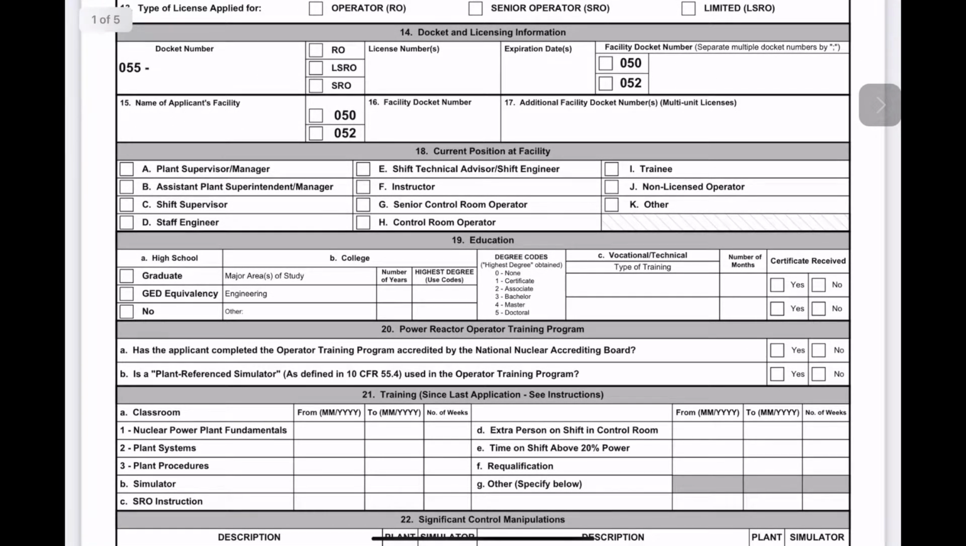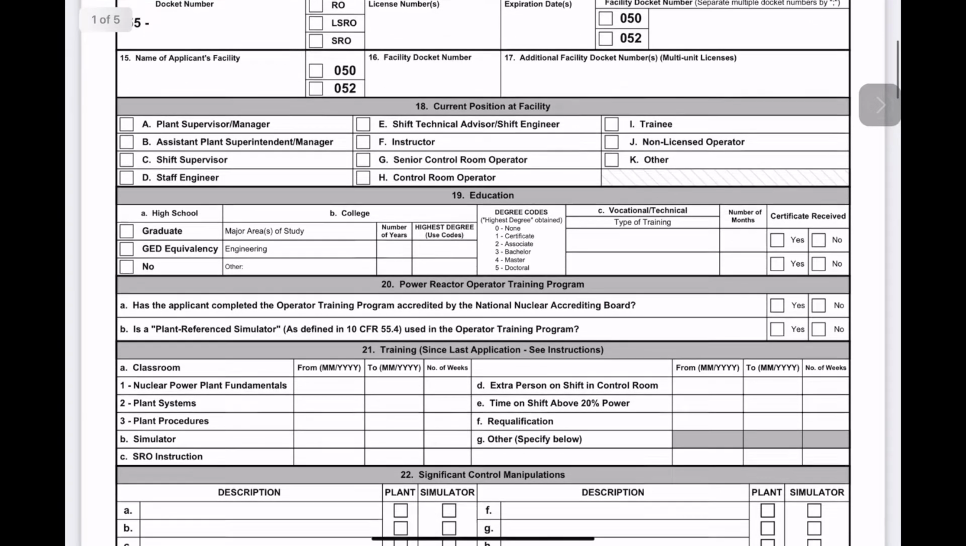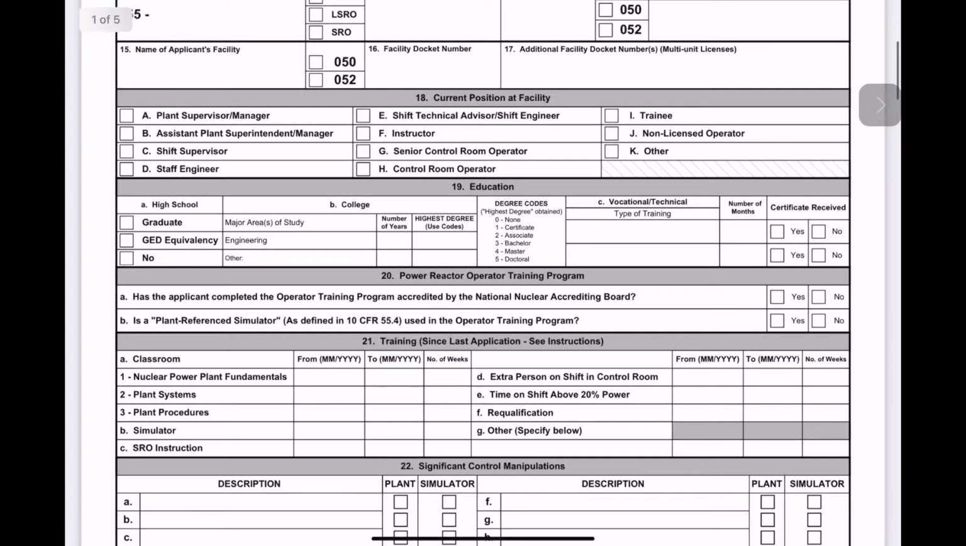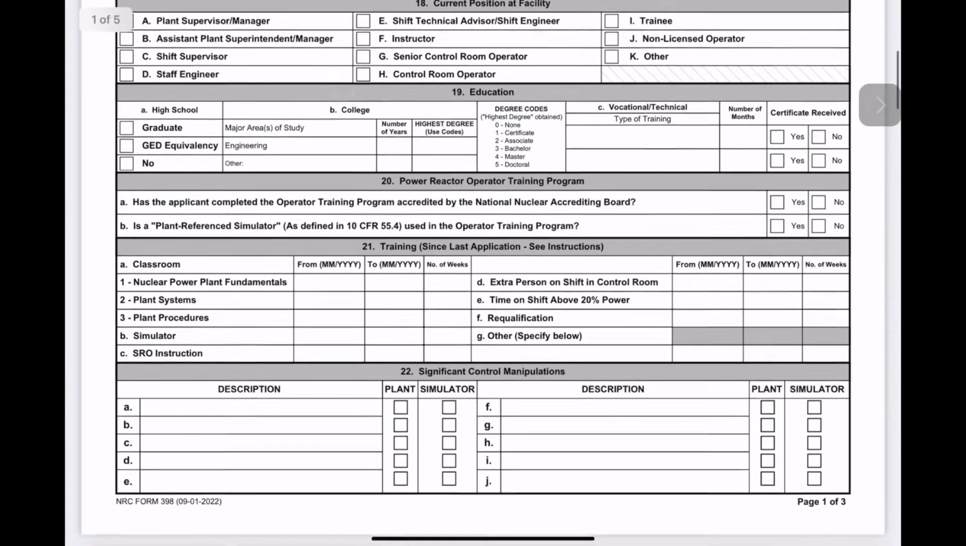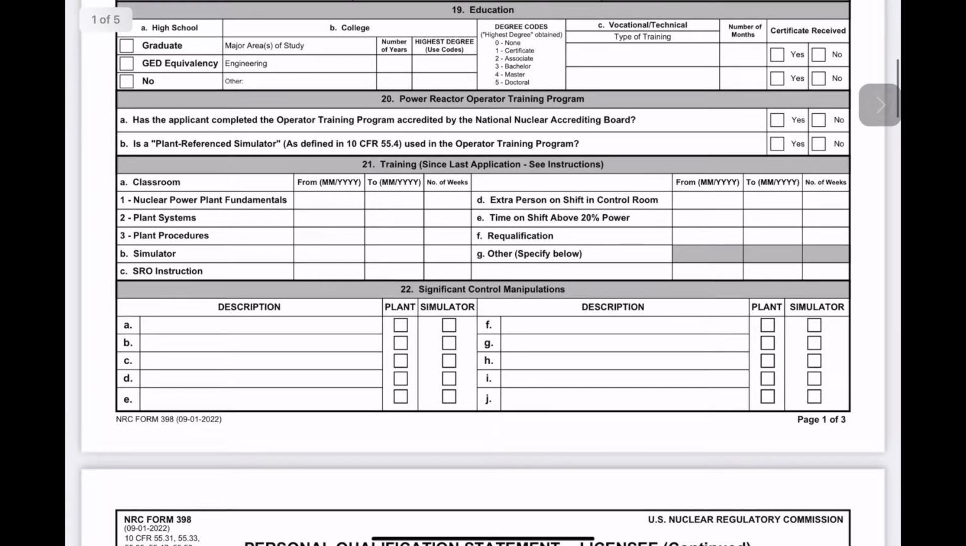So what are the things that you actually need? If you are applying, you need to put your current position on box 18. It's asking, what are you doing right now? Your education: if I remember correctly, if you have a bachelor's or master's, you can apply to become a senior reactor operator. But if you only have a high school diploma or an associate's, I think you can only qualify to become a reactor operator, not a senior reactor operator.